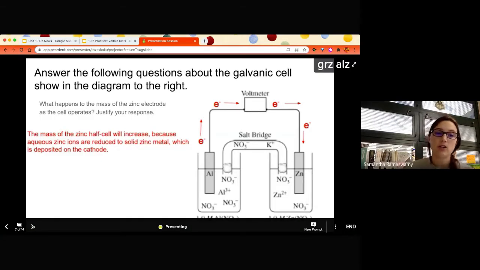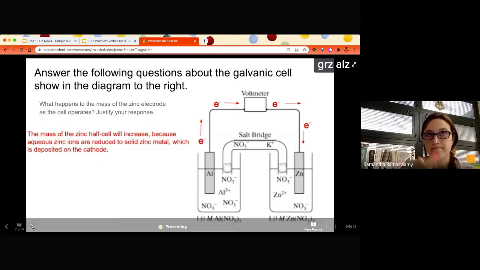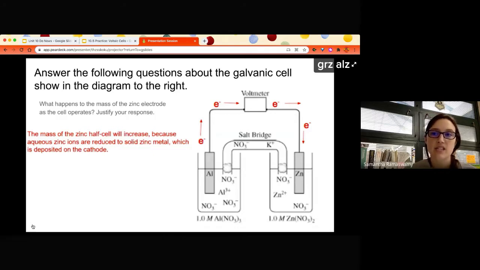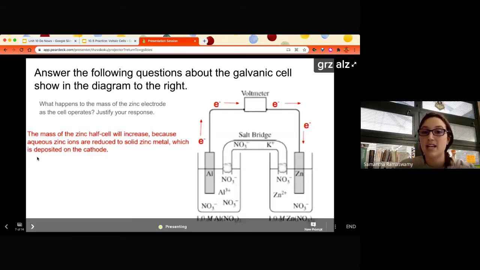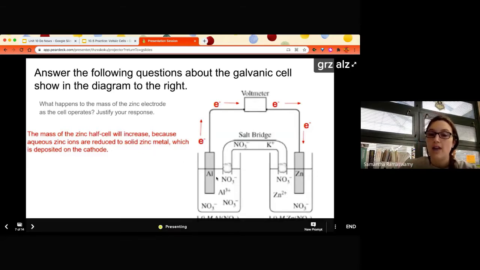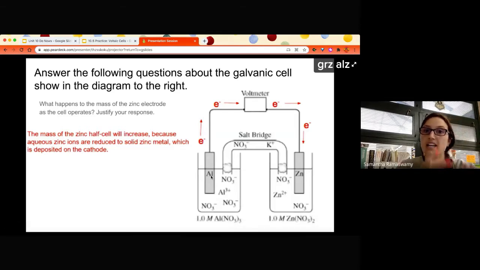And so if we take a look, this was how College Board answered this. The mass of the zinc half cell will increase because the aqueous zinc ions, those are the Zn2 plus ions, are reduced to zinc metal, which is deposited on the cathode. So you have to know where the electrons flow from and to, what happens to each electrode. So the cathode increases in mass, and this is why you want to be specific. And then the anode decreases in mass because the solid is being converted into cations that are floating in solution.